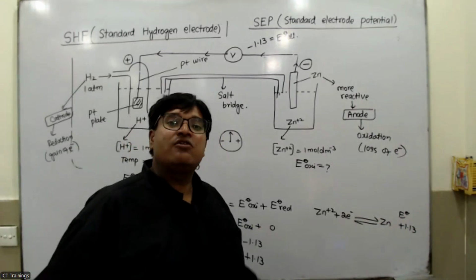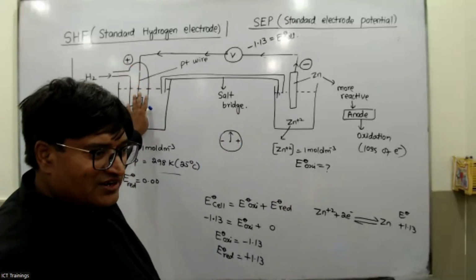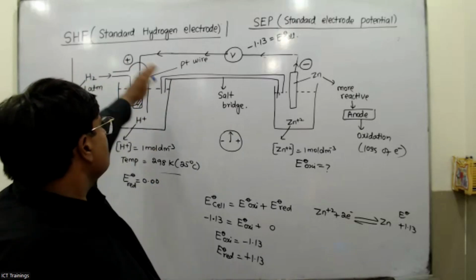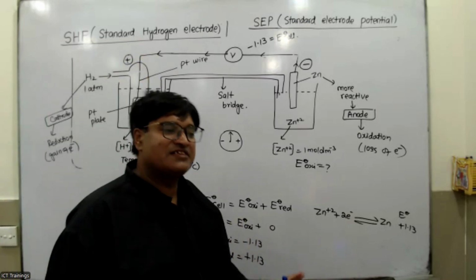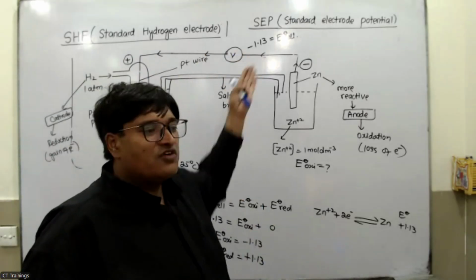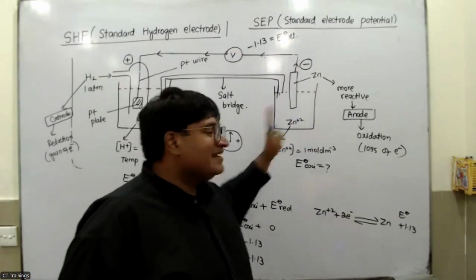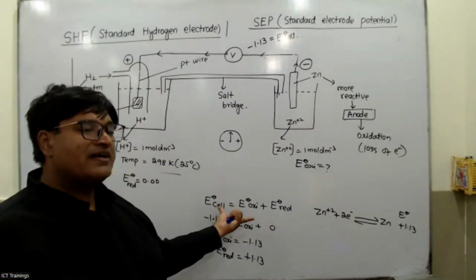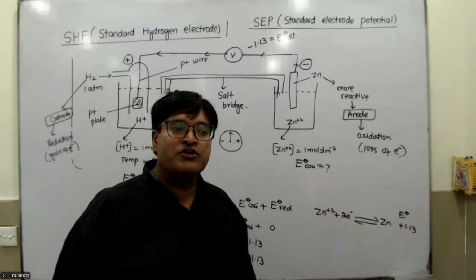So if you want to find the E naught of anything, on one side we should put the hydrogen electrode and consider its E naught value as 0. Because this is the standard hydrogen electrode, its E naught value has been supposed as 0 as a reference point. The voltmeter reading is always the E naught of the whole cell. And for the second electrode, if you want to find its E naught, you can find it by this formula. By this you can find the E naught of the unknown electrode.